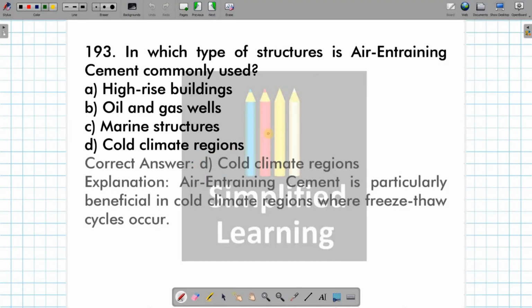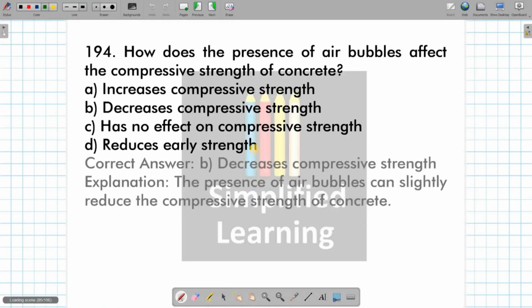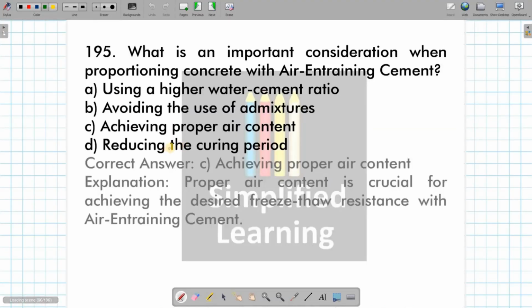In which type of structure is air entraining cement commonly used? The answer is cold climate regions. How does the presence of air bubbles affect the compressive strength of concrete? Obviously, when voids are present in concrete, it is going to reduce the compressive strength. What are the important considerations when proportioning concrete with air entraining cement? We achieve proper air content.